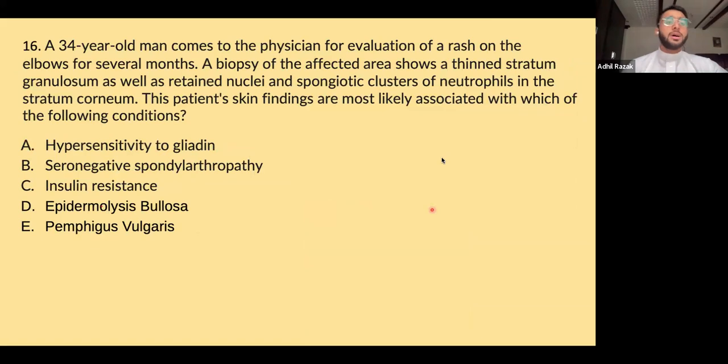So we have a 34-year-old man this time who comes to the physician for an evaluation of a rash on the elbows for several months. A biopsy of the affected area showed a thin stratum granulosum, as well as retained nuclei and spongiotic clusters of neutrophils in the stratum corneum. This patient's skin findings are most likely associated with which of the following conditions? Anyone have any clue?